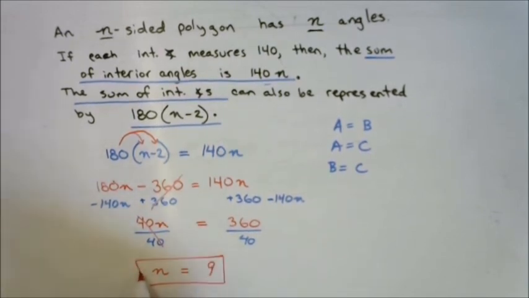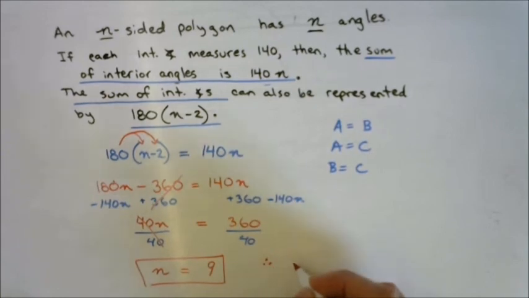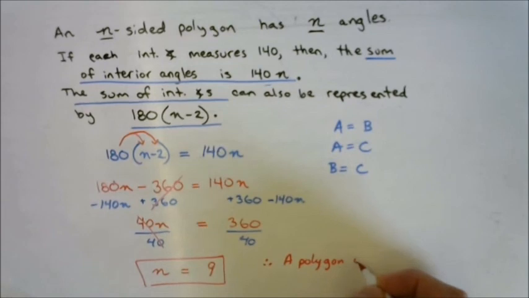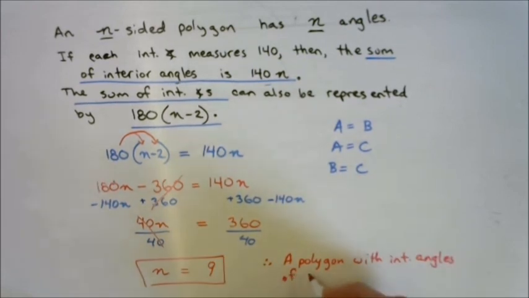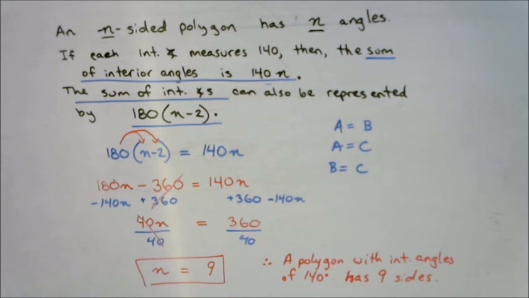So it's the exact same thing that we've been doing this entire time. Therefore, a polygon with interior angles of 140 degrees has 9 sides. Is this a regular polygon? Yes. We figured that out right at the beginning because all its angles were 140 degrees.